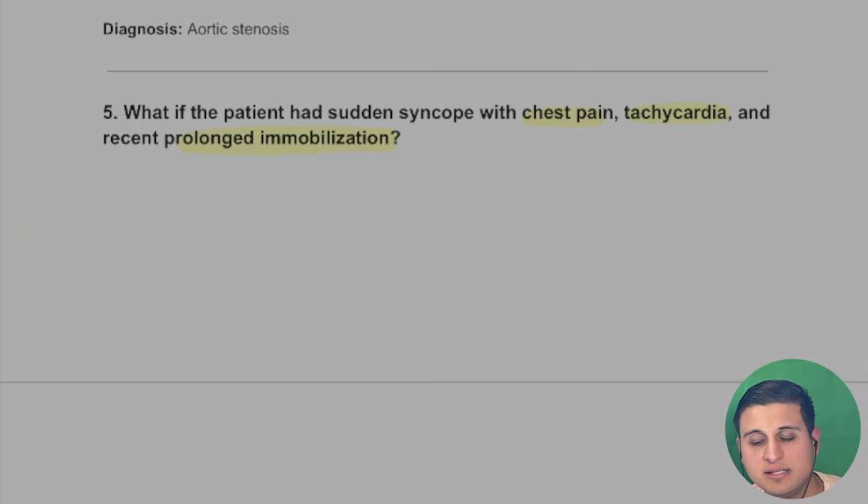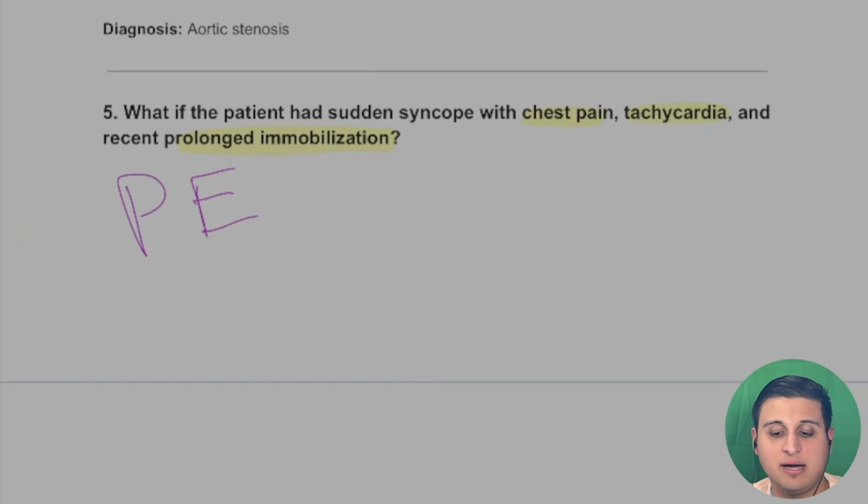A pulmonary embolism could cause hypoxia, so we'll say a PE with hypoxia, and that was why we had syncope. Or maybe we had some sort of stroke, and with the stroke we had syncope, right? A syncopal episode that could have been a seizure, maybe, or something like that.